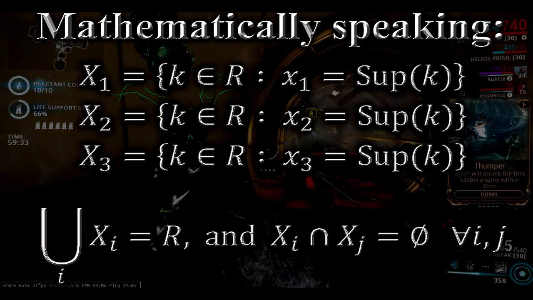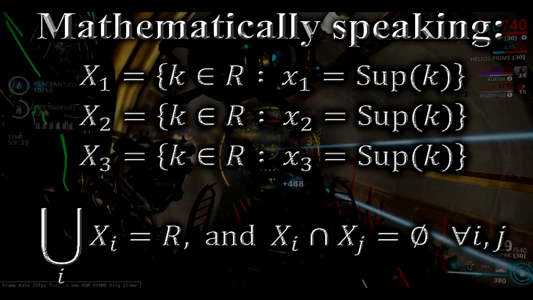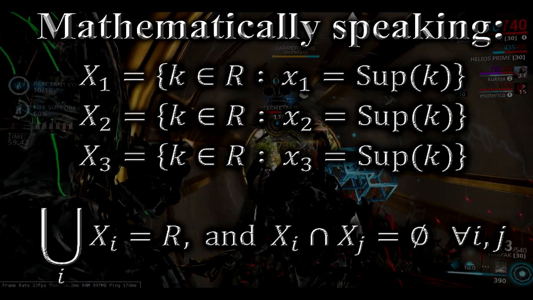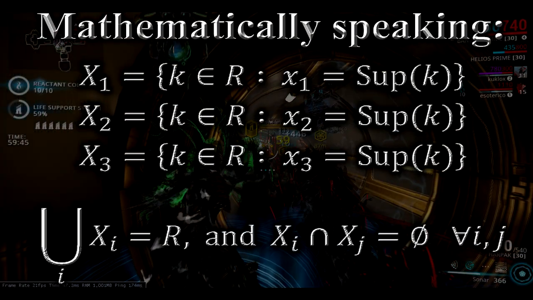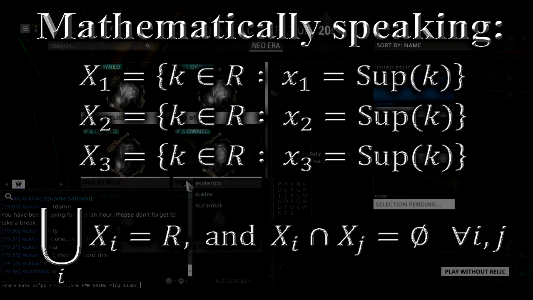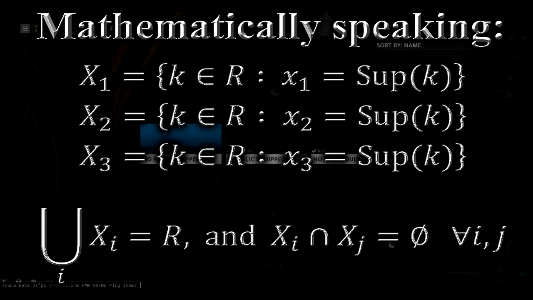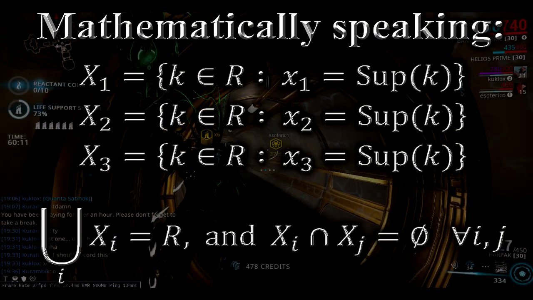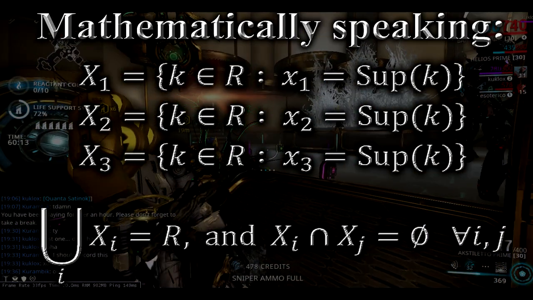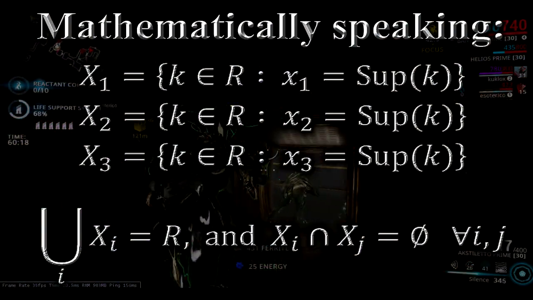So mathematically speaking, the capital Xi sets are elements k in R, such that xi is the largest entry in k, which in this mathematical notation, sup k, which sounds kinda silly, refers to the supremum of K, meaning the largest element in K. And this, incidentally, gives us that partition, because when you take the union of all capital Xi, you get R, and when you take the intersection, being what elements they have in common, you get the empty set, which means that they have nothing in common.